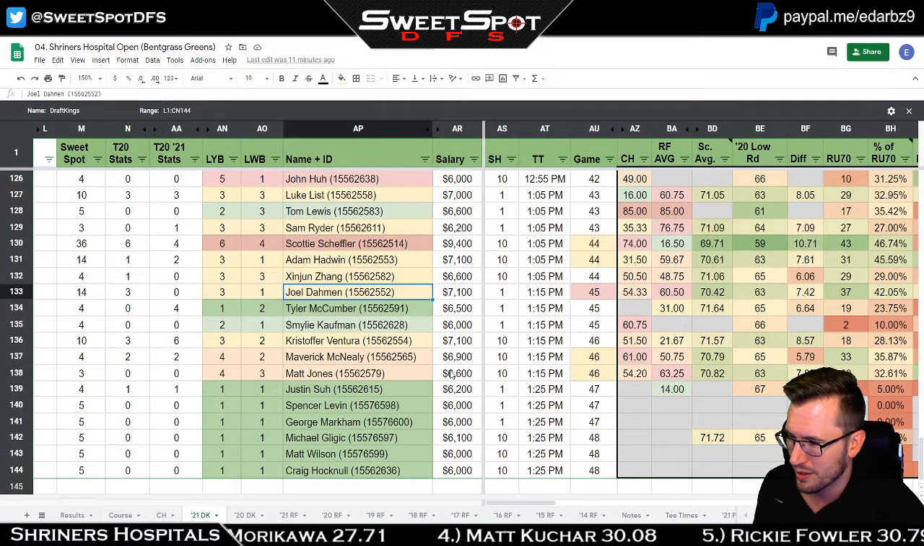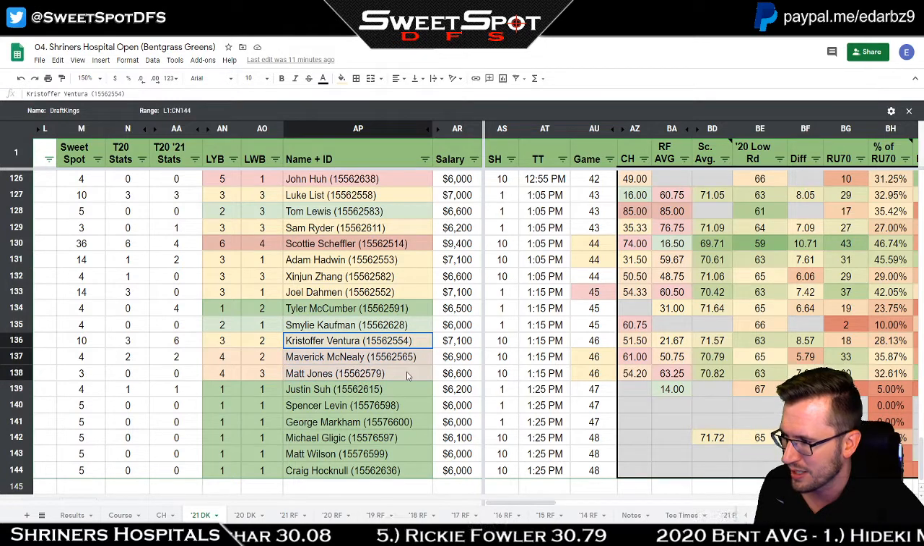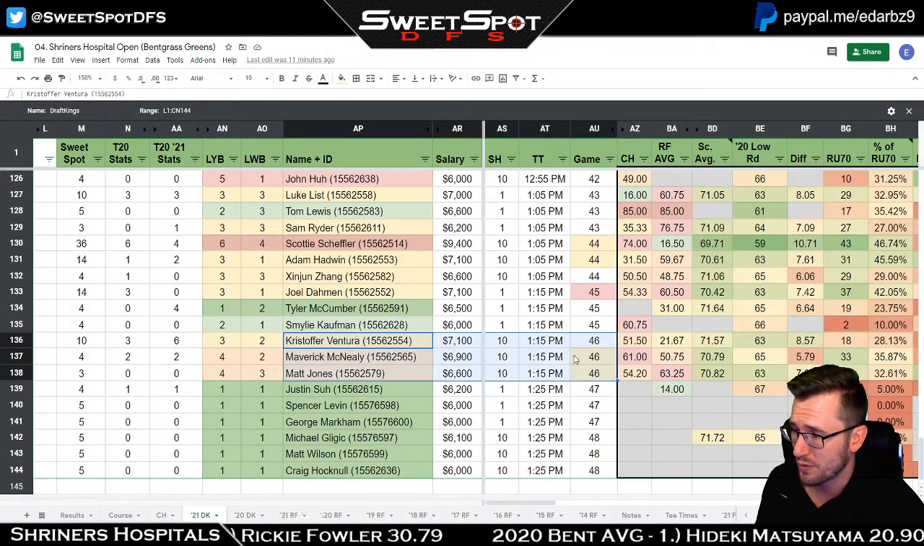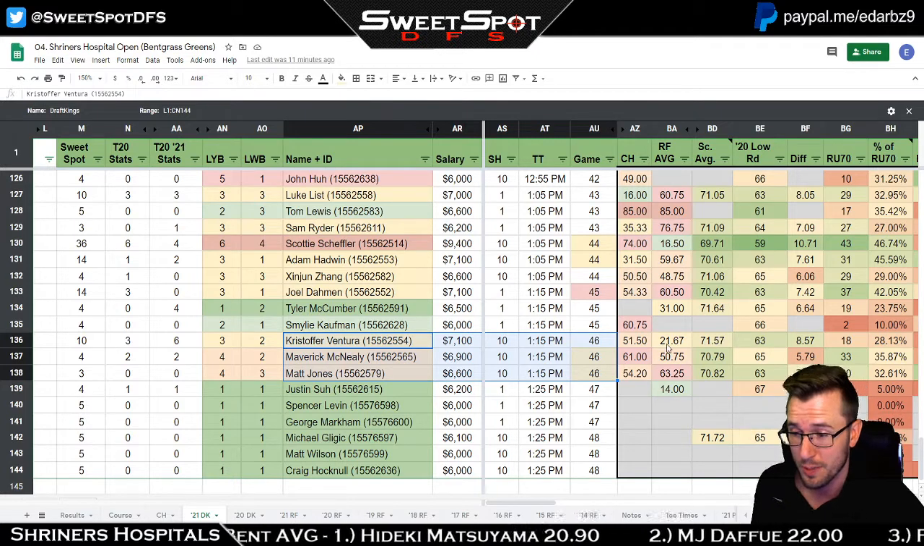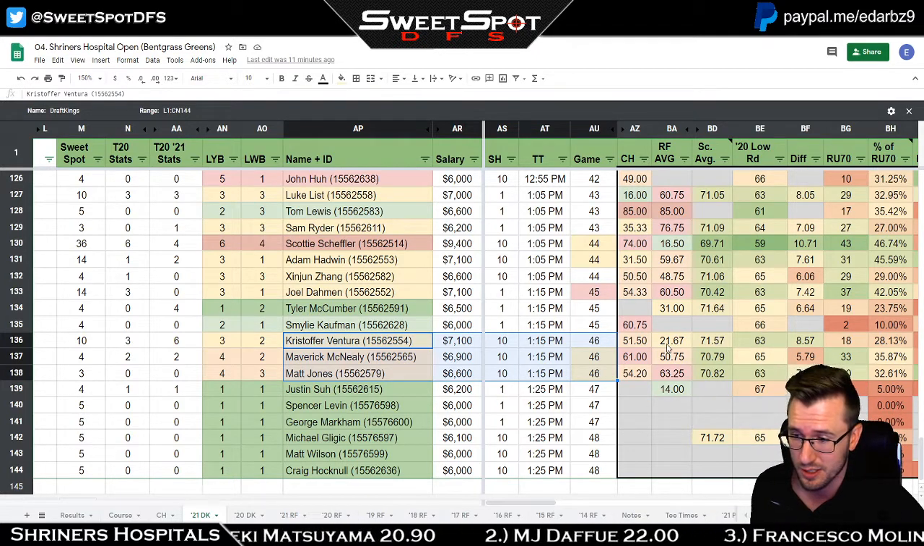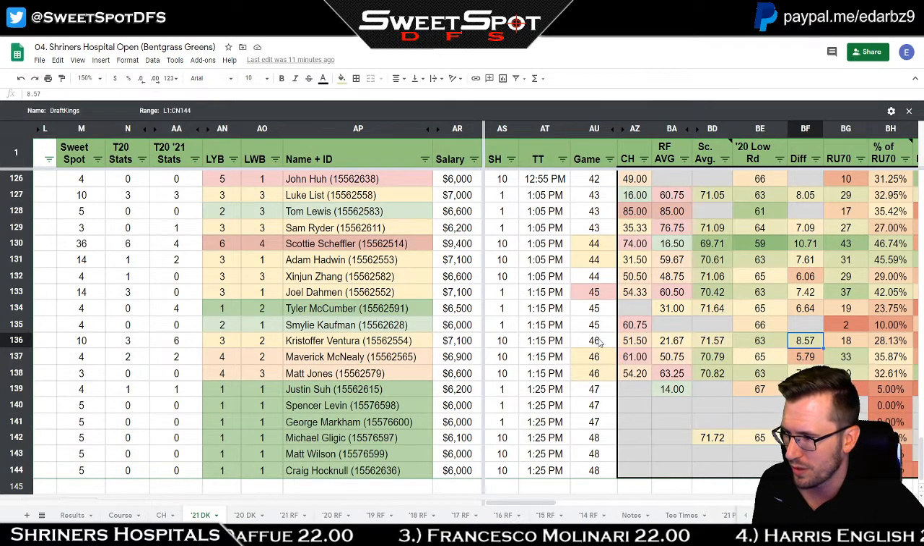And then down here, I don't know if there's really anything to talk about with some of these guys. Actually, this is a good group. I didn't even realize this was Christopher Ventura. It just shows that his scoring average isn't as good. But his recent form is fantastic. And his lowest round, his differential is pretty good. So why don't we just color this green?